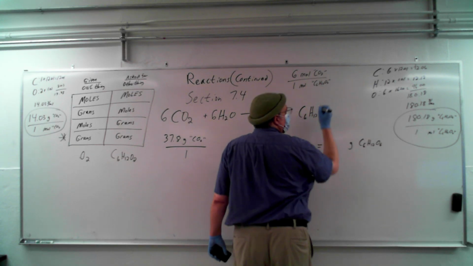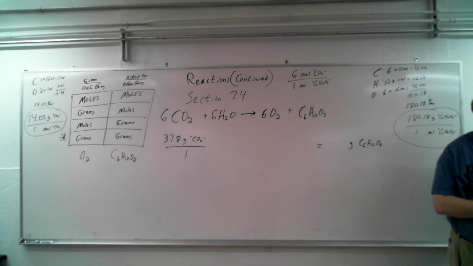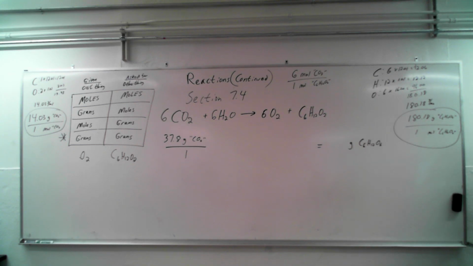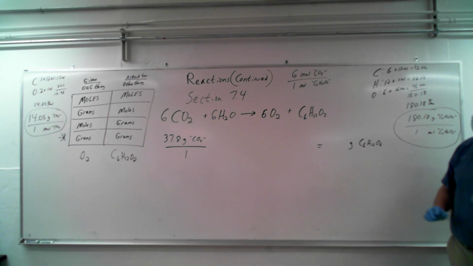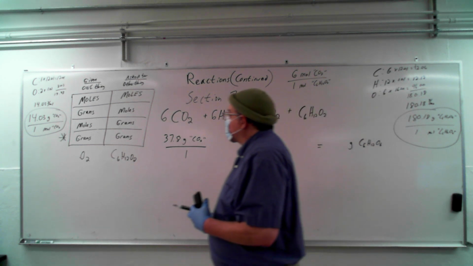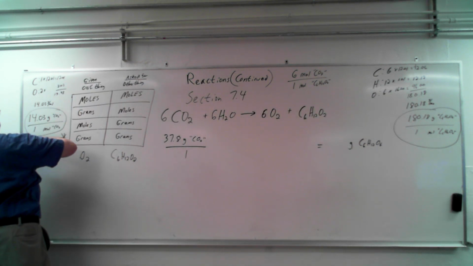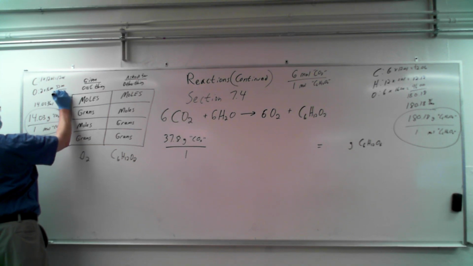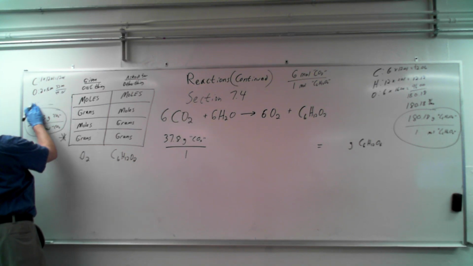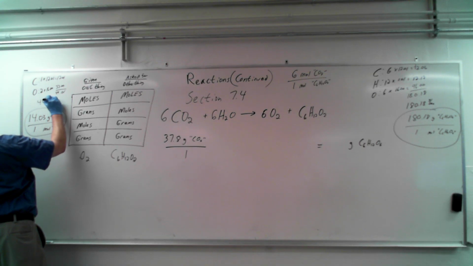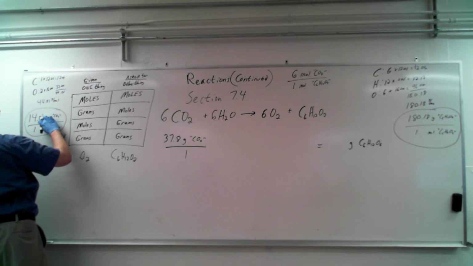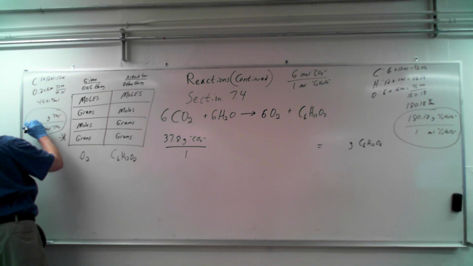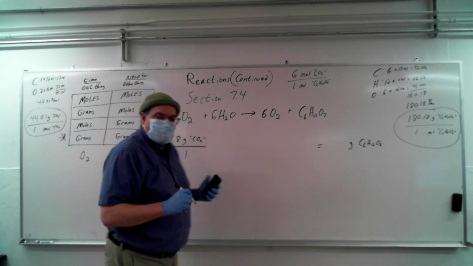Question: when you're finding the grams per mole of carbon dioxide, how come oxygen was 1.01 and not 16? Well, that's because I did it wrong. Thank you. 2 times 16 is 32. Yes, you're right. Oxygen is 16, not 1.01. Thank you.